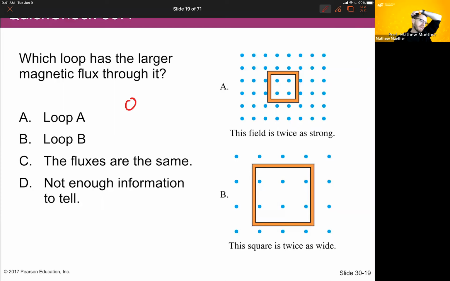So let's just try a couple quick ones about the flux. Remember, my magnetic flux was defined as A dot B, or A B cosine theta.